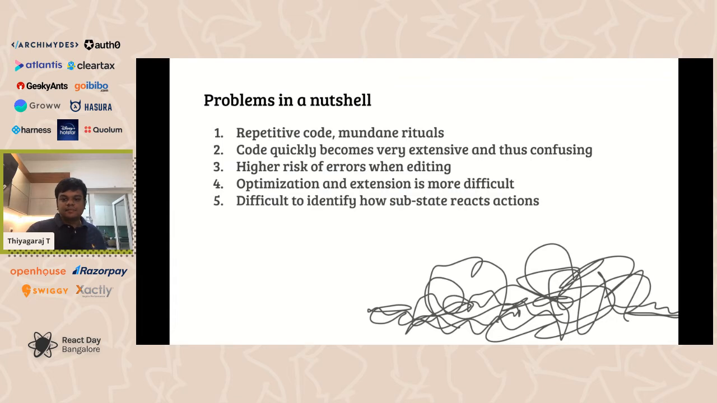So in a nutshell, what are the problems? There's a lot of repetitive code, which quickly grows and becomes extensive and adds more risk of error while editing. It makes it hard to extend. Most importantly, it is difficult to identify how substate reacts to different actions. So let's take one step back and understand why we decided this is the right way to write a reducer. To understand better, let's visit the mental model we have for a reducer right now.